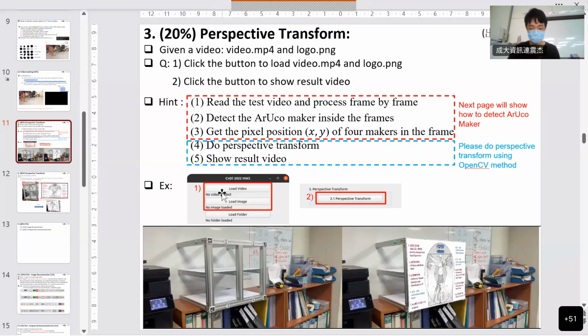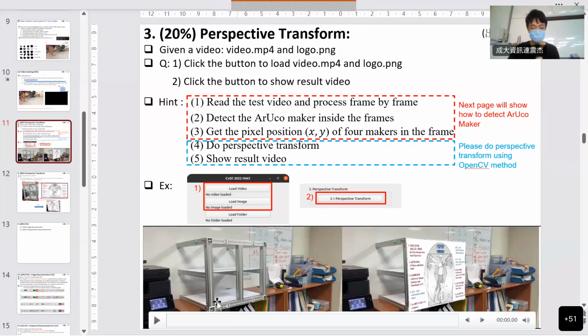Your user interface will look like this. You need to click a button to load the video and load the image, and click another button to show the result video. Your results will look like this video.